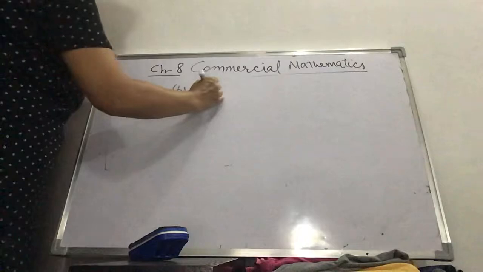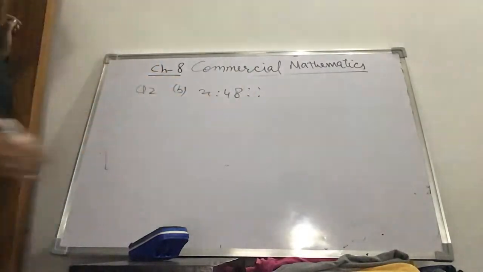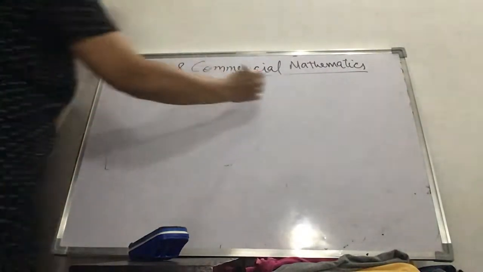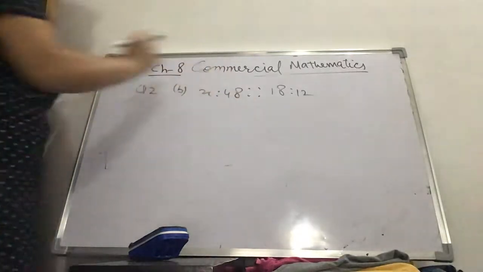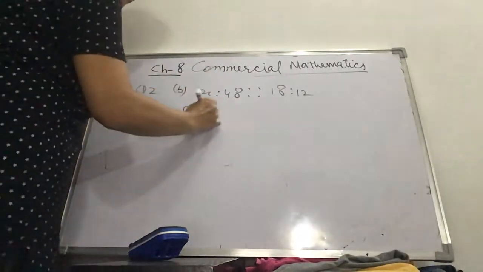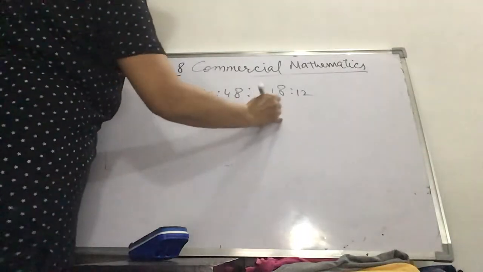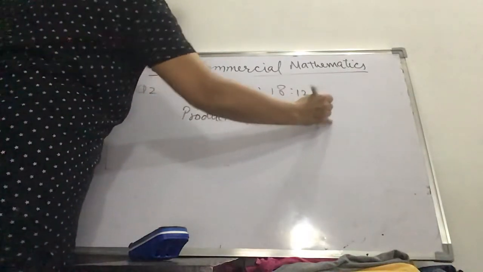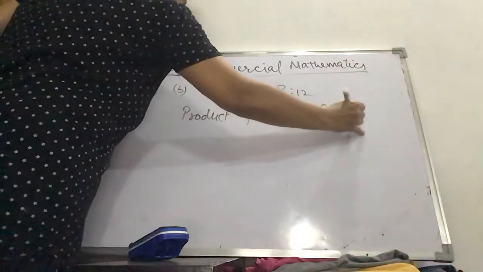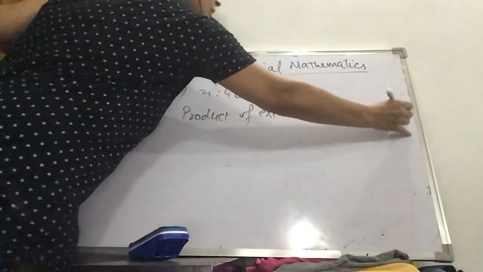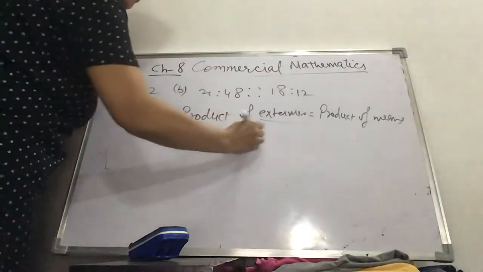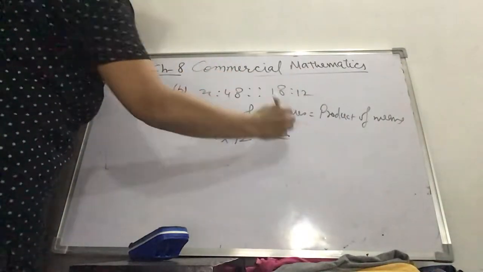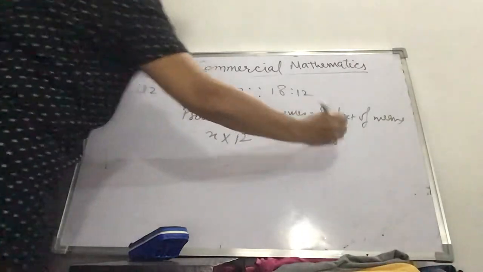x ratio 48 proportion 18 ratio 12. So as we are given in the question that these ratios are in proportion and the sign of proportion is also given, we will write product of extremes is equal to product of means. So extremes are the first and the fourth term. So that will be x multiplied 12. Means are the middle terms, 48 multiply 18.